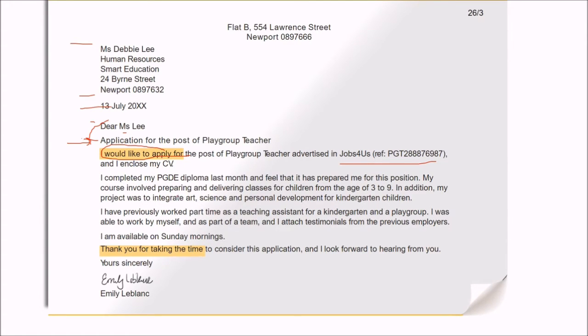I completed my PGDE diploma last month and feel that it has prepared me for this position. My course involved preparing and delivering classes for children from the age of 3 to 9. In addition, my project was to integrate art, science, and personal development for kindergarten children. I have previously worked part-time as a teaching assistant for kindergarten and a playgroup.